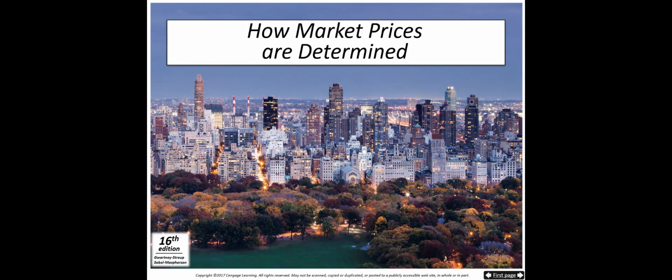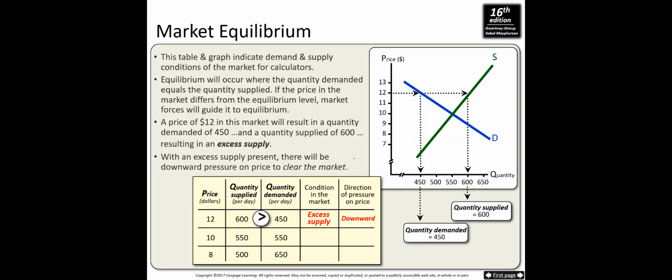Now the next thing we talk about is how market prices are determined. This table and graph indicate demand and supply conditions of the market for calculators. The equilibrium will occur where the quantity demanded equals the quantity supplied. Just think of that mathematically. If two curves intersect, the quantities are equal to each other.